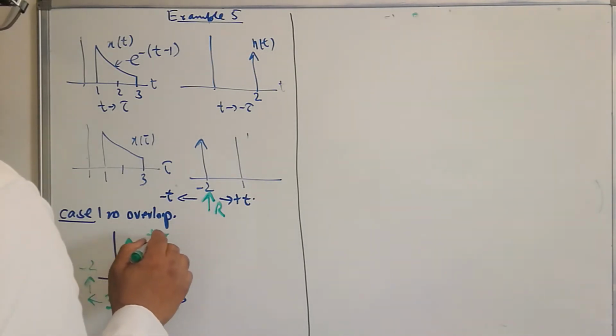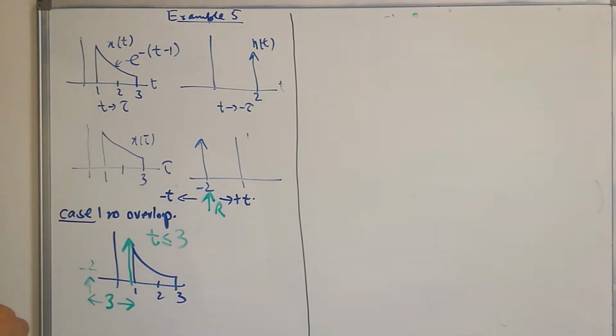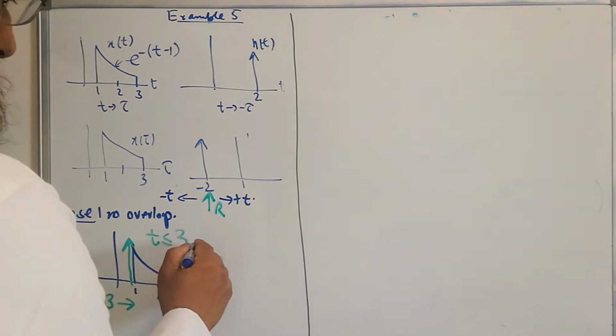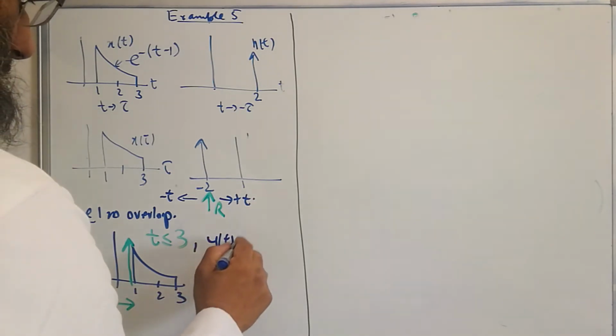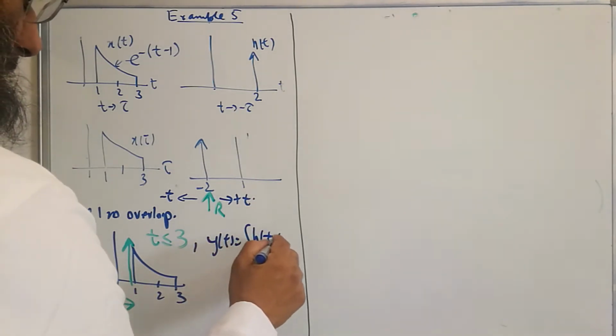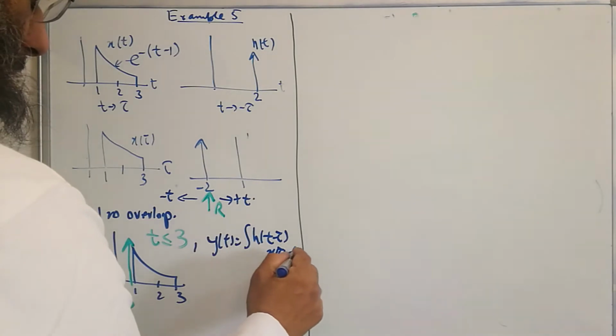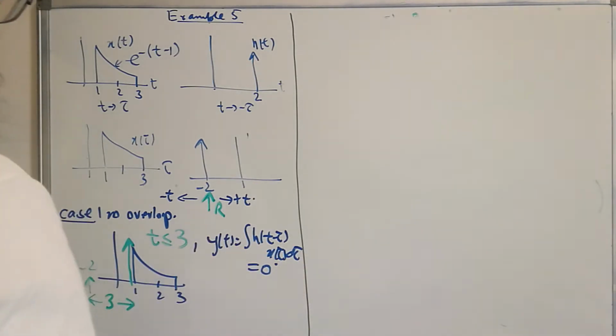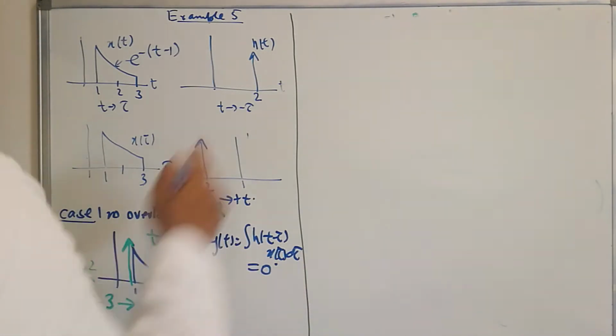So if the time is less than 3, the shift is less than 3, there will be no overlap, and y of t will be equal to the integral of h of t minus tau x of tau d tau, that will be equal to 0. And the next case is when I move inside.